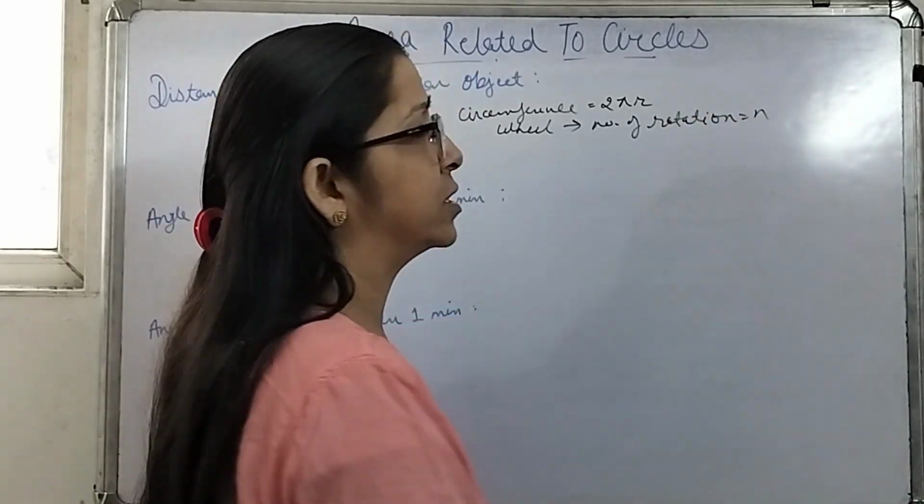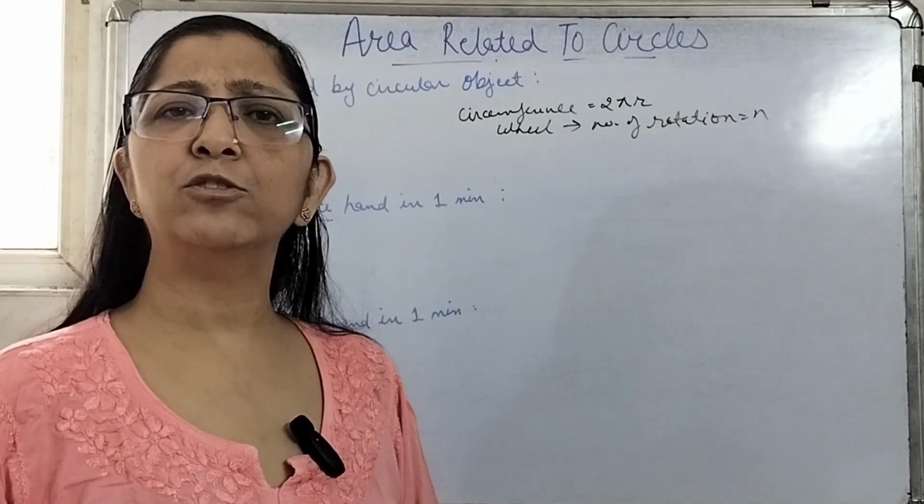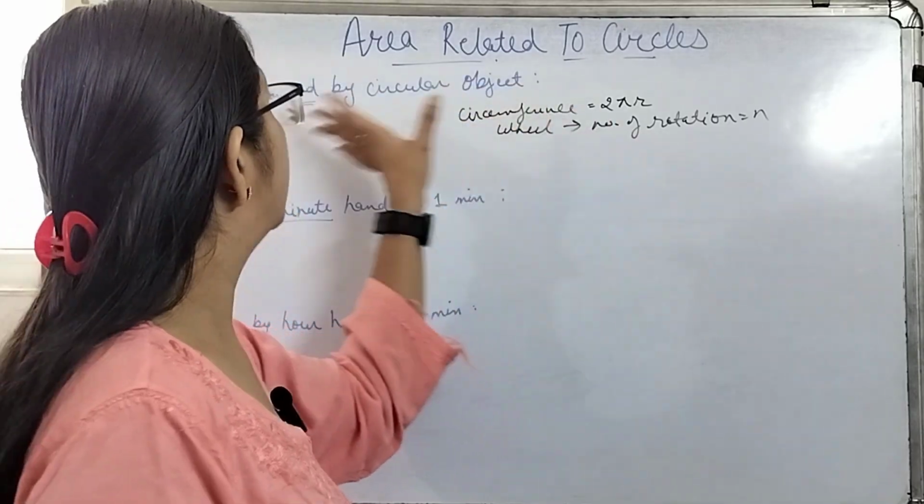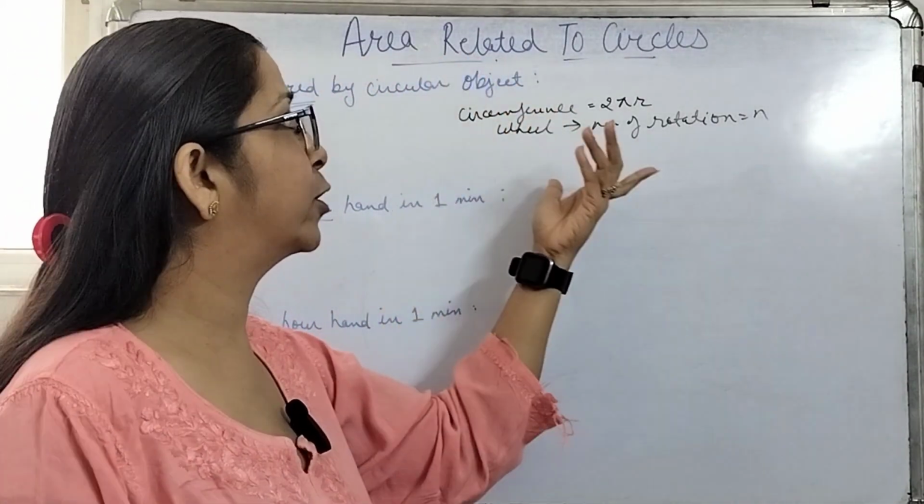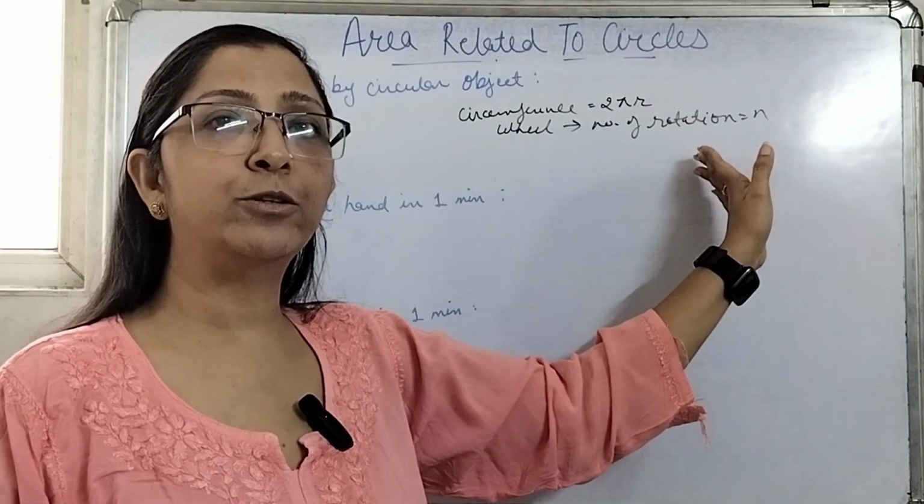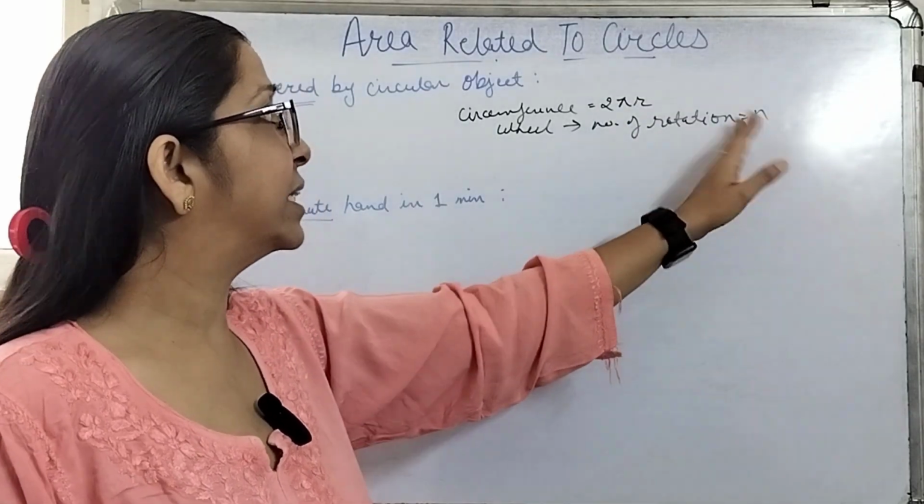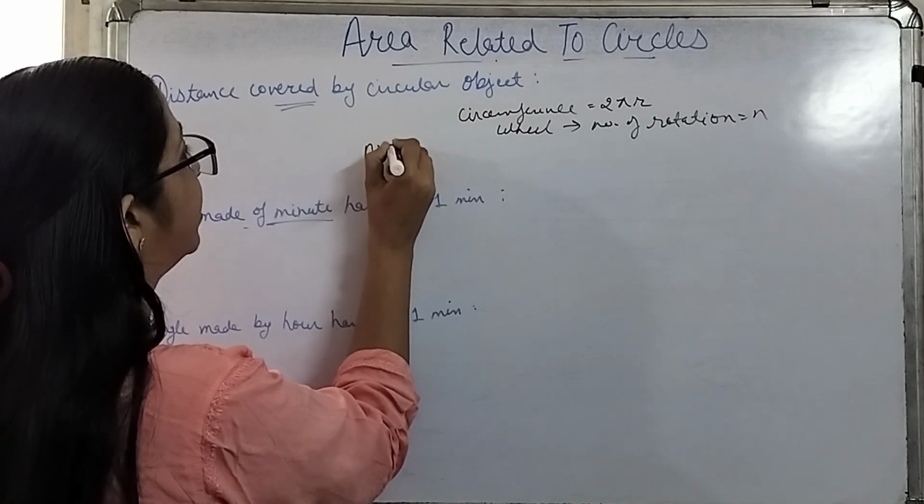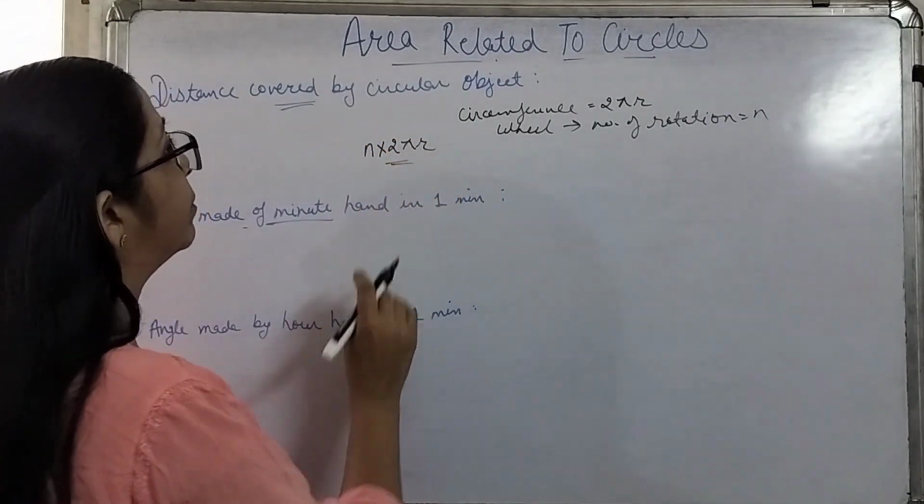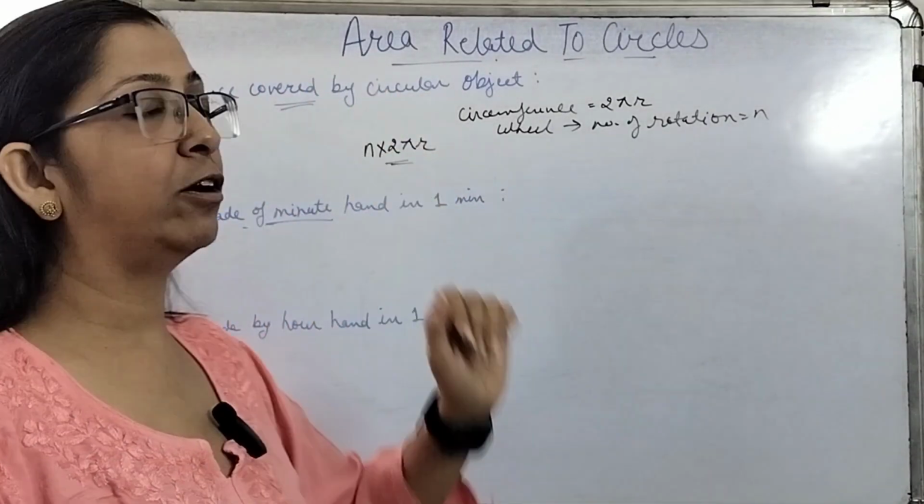It could be 1000, it could be 2000, it could be 500, it could be 200, whatsoever the number is. So we have to find the distance covered by this wheel or circular object in this many revolutions and rotations, that is n, and that distance covered will be n multiplied by 2 pi r. This will be the distance covered by the circular object.